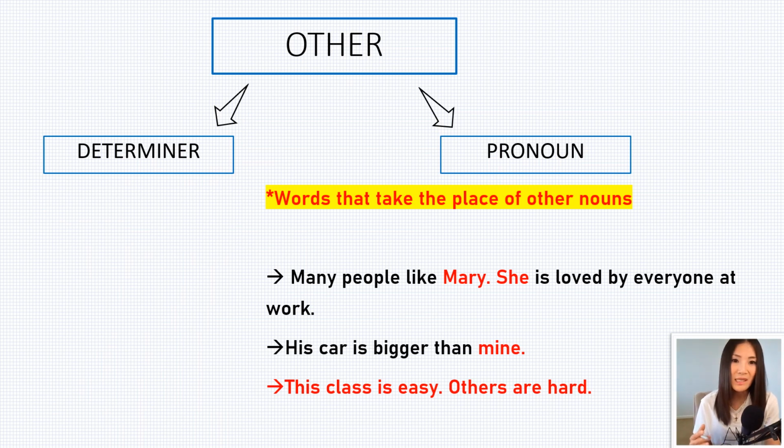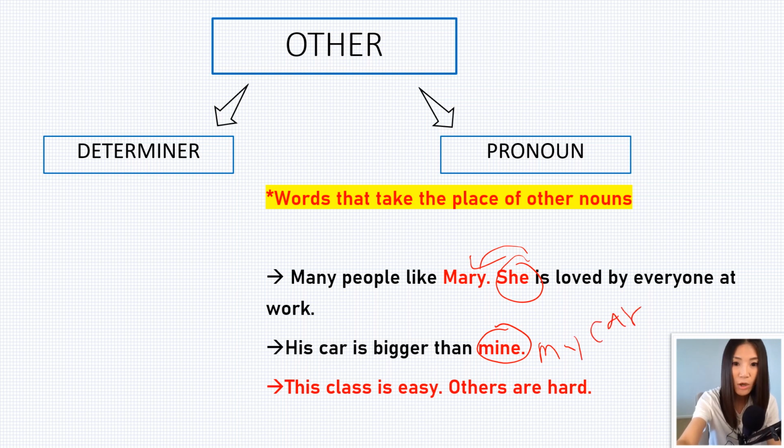Pronouns are words that take the place of other nouns. So they work like substitutes or replacement words of other nouns. For example, in the first sentence here, it says, many people like Mary. She is loved by everyone at work. She is a pronoun, which is replacing the word Mary. The second sentence says, his car is bigger than mine. Mine is a different type of pronoun, but it's still a pronoun. And the word mine is replacing the words my car. His car is bigger than my car.